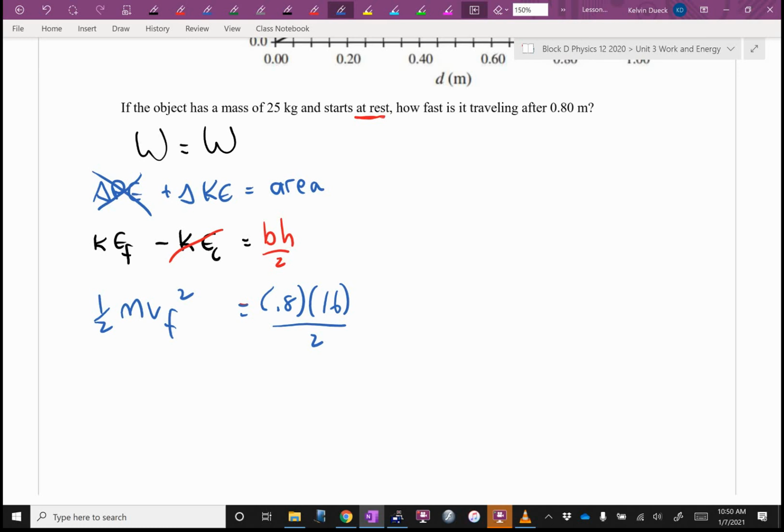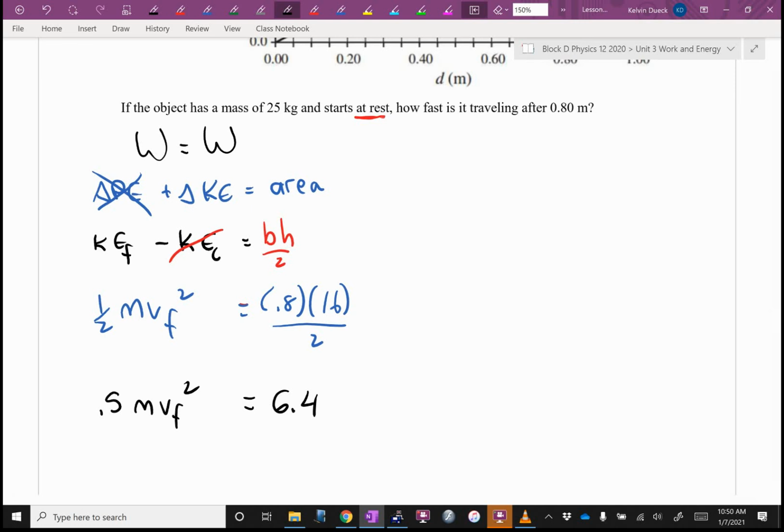Okay. What is 0.8 times 16 divided by 2? Sorry? 0.4 even? Oh, 6.4. That equals 0.5 m v final squared. Okay, we've never done this, but how would I get the v by itself? More specific. By the way, never divide by what or do what? Divide the v final squared. Would that get it by itself?